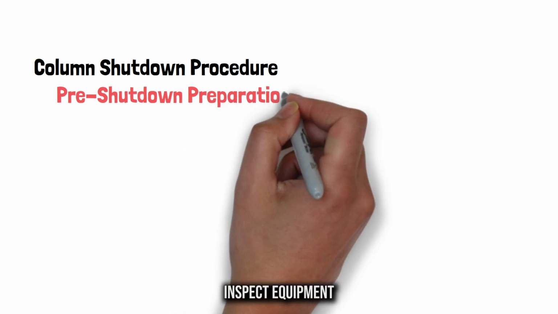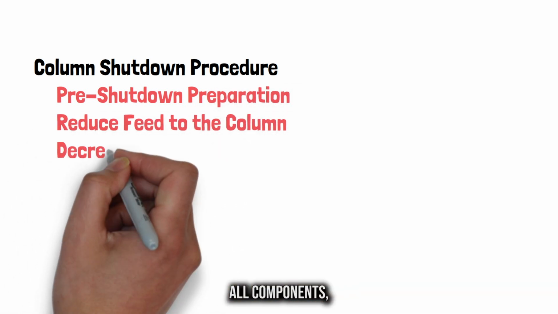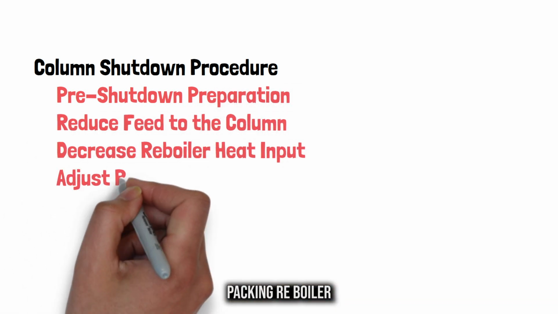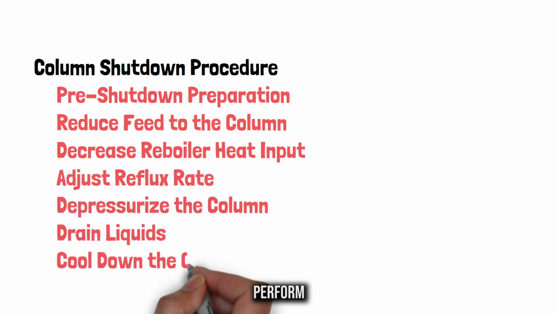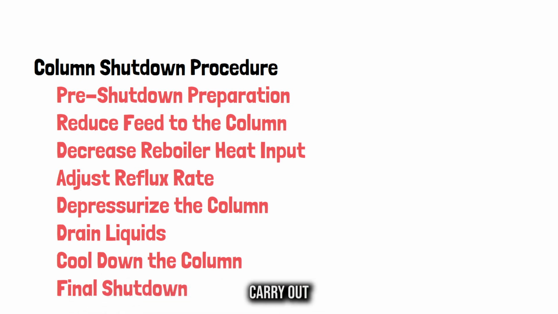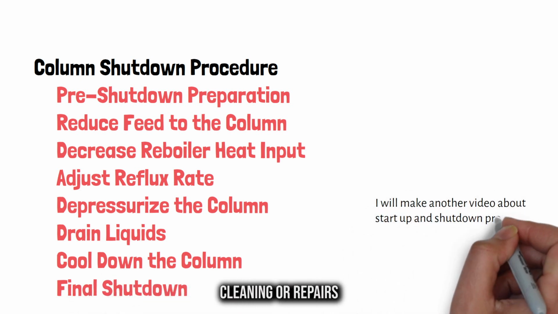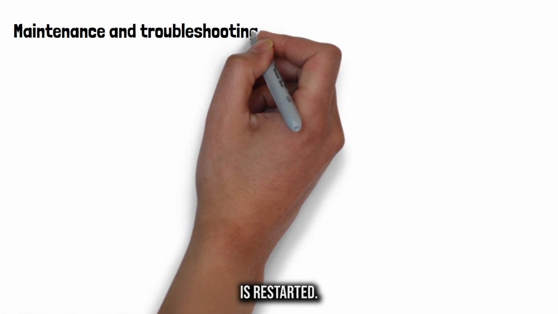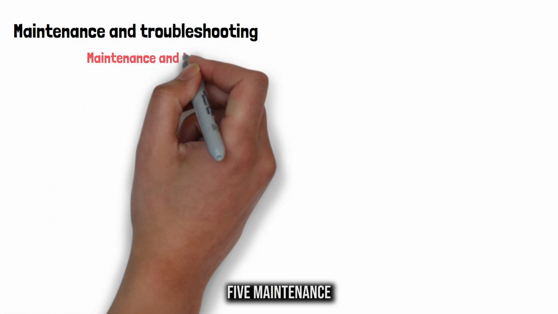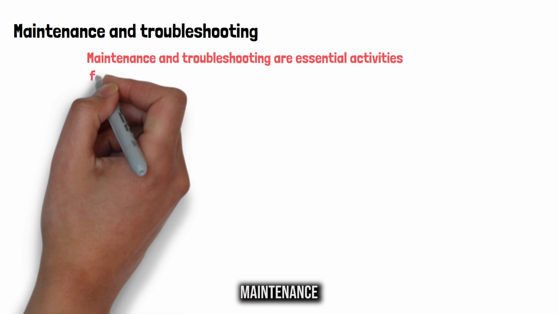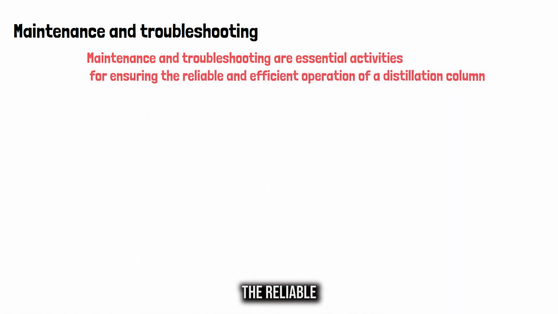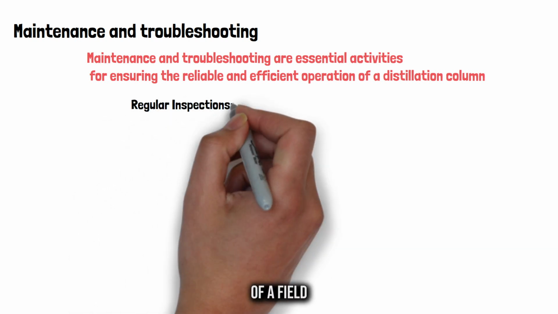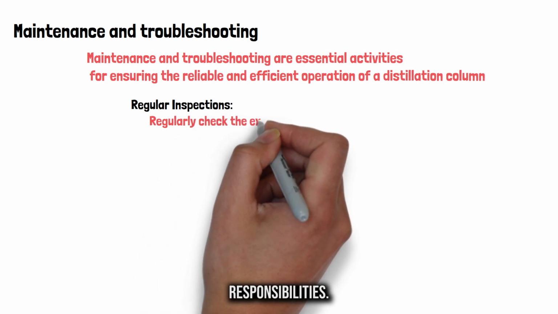Inspect equipment. After the shutdown, inspect all components, including trays, packing, reboiler, and condenser, for any signs of wear or damage. Perform necessary repairs. Carry out any required maintenance, cleaning, or repairs before the column is restarted. 5. Maintenance and troubleshooting. Maintenance and troubleshooting are essential activities for ensuring the reliable and efficient operation of a distillation column, particularly in the context of a field operator's responsibilities.